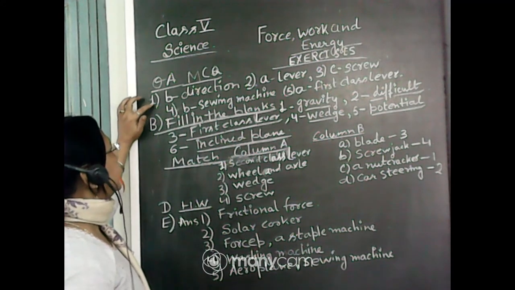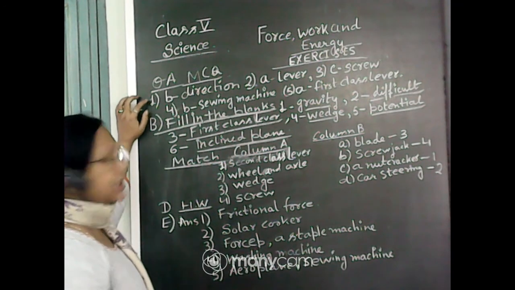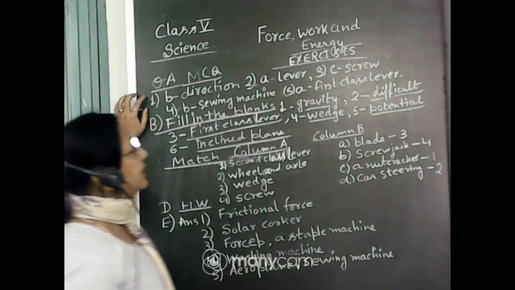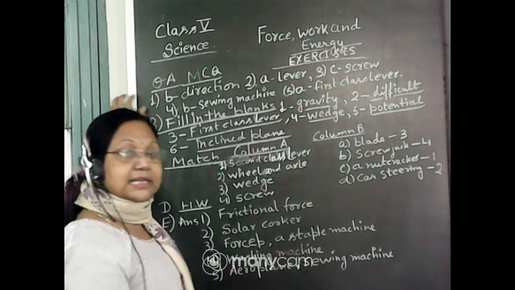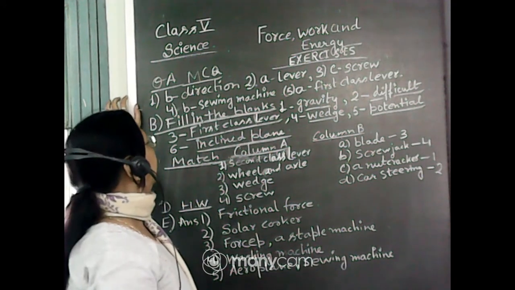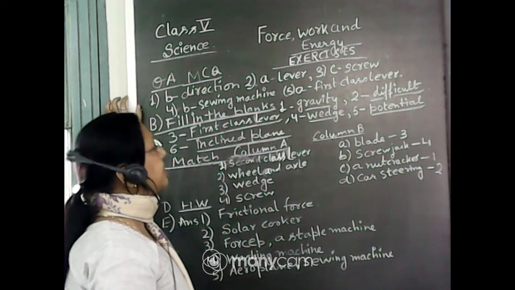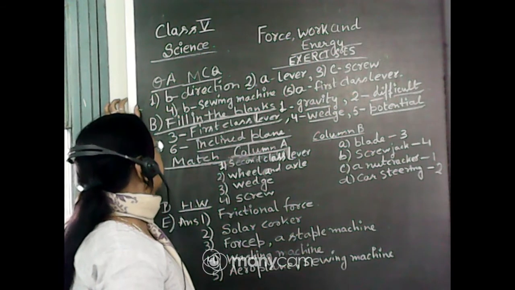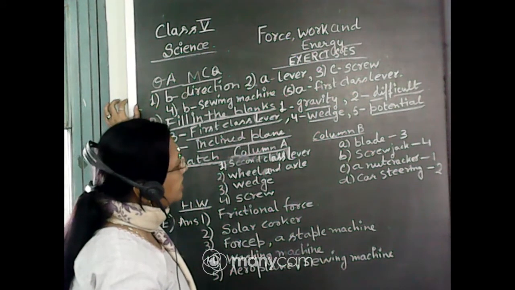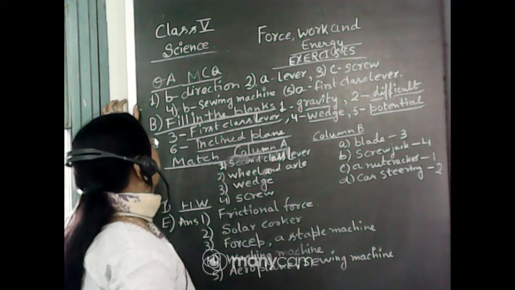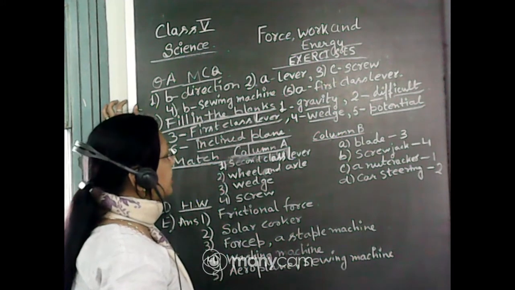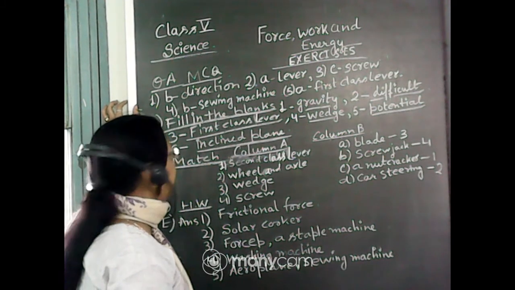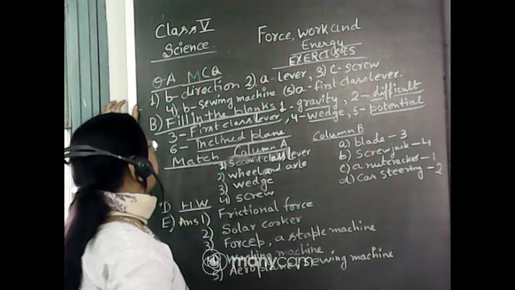Now you see the answers given here. Number 1 B, direction. Number 2 A, lever. Number 3 C, screw. Number 4 B, sewing machine. Number 5 A, first class lever. Fill in the blanks: number 1 is gravity, number 2 is difficult, number 3 first class lever, number 4 wedge, number 5 potential, and number 6 inclined plane.